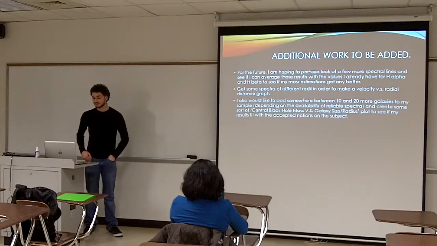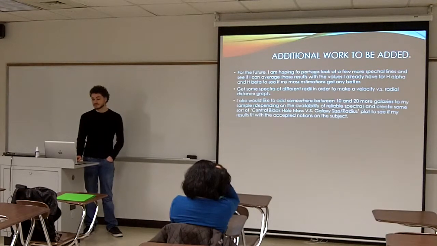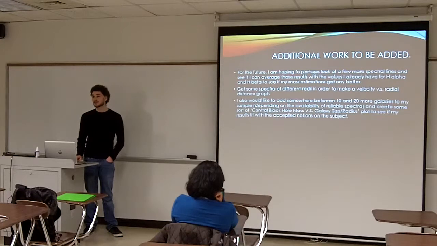In the future, if I continue to do this, I would like to look at a few more spectral lines instead of just the prominent H alpha and H beta ones. Perhaps I would actually use some of the software I found when attempting to do this myself, which would be able to pick out every spectral line and then do this for me. That would probably give me a better mass estimation than I've gotten so far.